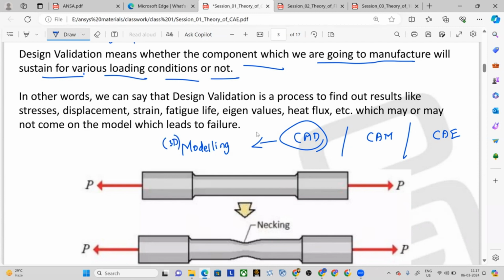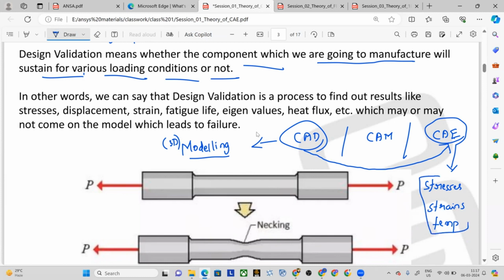Now, after the creation of the 3D model, this CAD engineer will send that particular file to the computer aided engineering department. This person will evaluate the output parameters like stresses, strains, or in some cases applications of temperature, whatever. And if these output parameters are within the sustained limit, then he will give the signal to this department. Then this particular computer aided manufacturing will start the production.